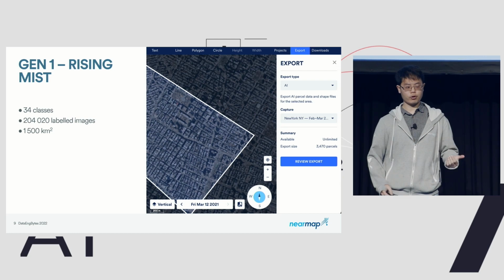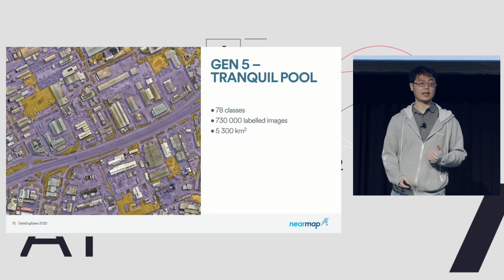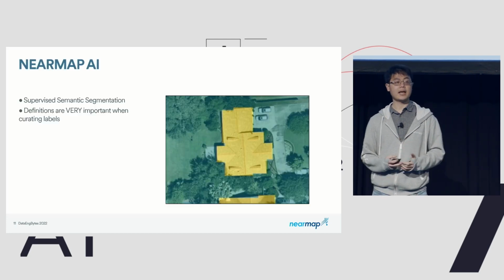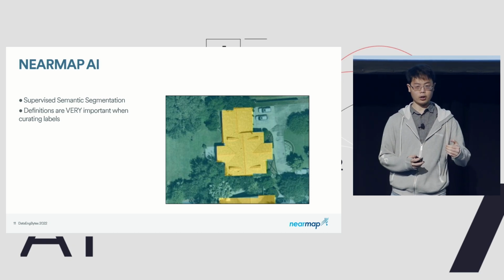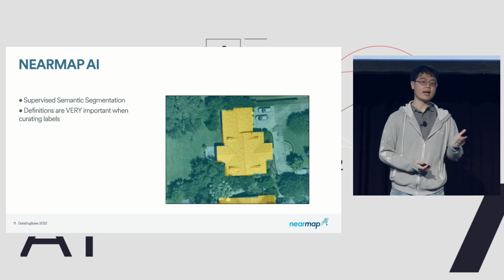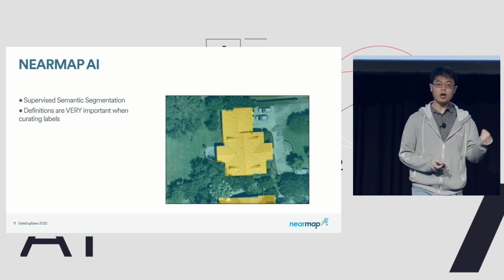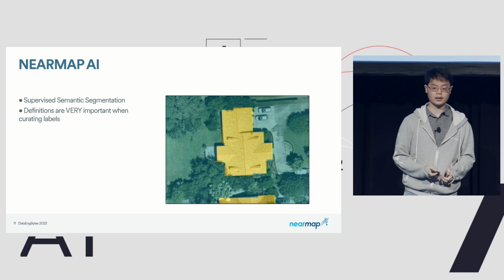Since then, we have grown from 34 classes that we train and predict on, with a training data set of 204,000 labeled images covering an area of 1,500 square kilometers, to 78 classes, and a training data set 3.5 times as large. Nearmap's AI is a supervised semantic segmentation model, so that means, firstly, that we rely on large amounts of human-labeled data in order to train our AI model, and secondly, that our labels consist of some sort of indication of what pixels belong to what class. So properly communicating these definitions of the classes to our labelers is essential to making this work.